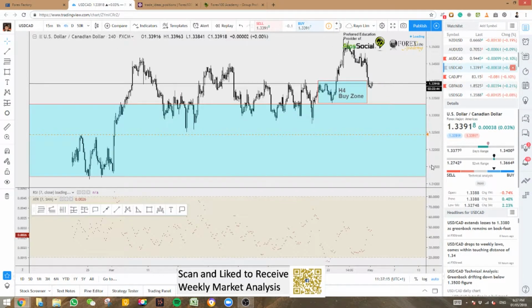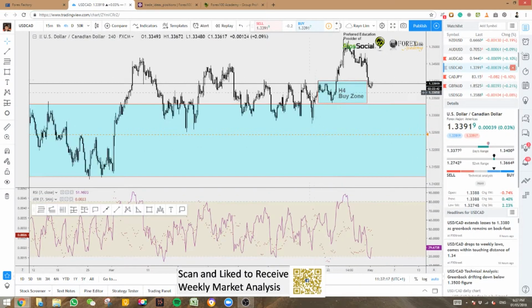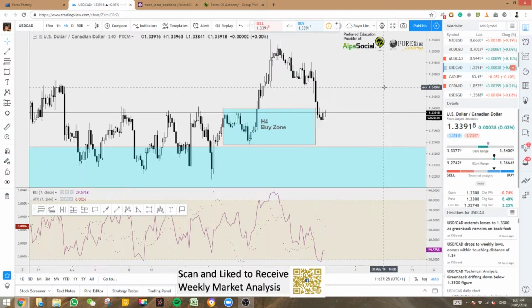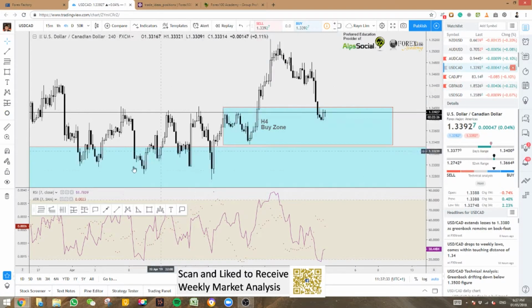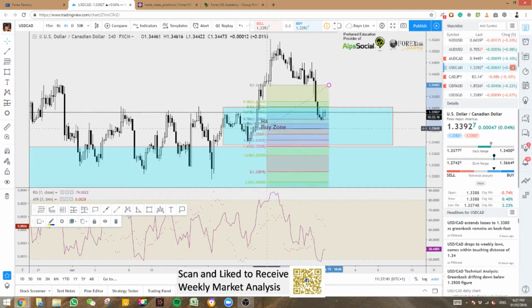Head down to 4 hour chart. Alright, so I have further tightened the buy zone at this price. Okay, so this could be quite interesting. This was the buy zone I'm looking at. Yes, let us see if this is qualifying. It does.